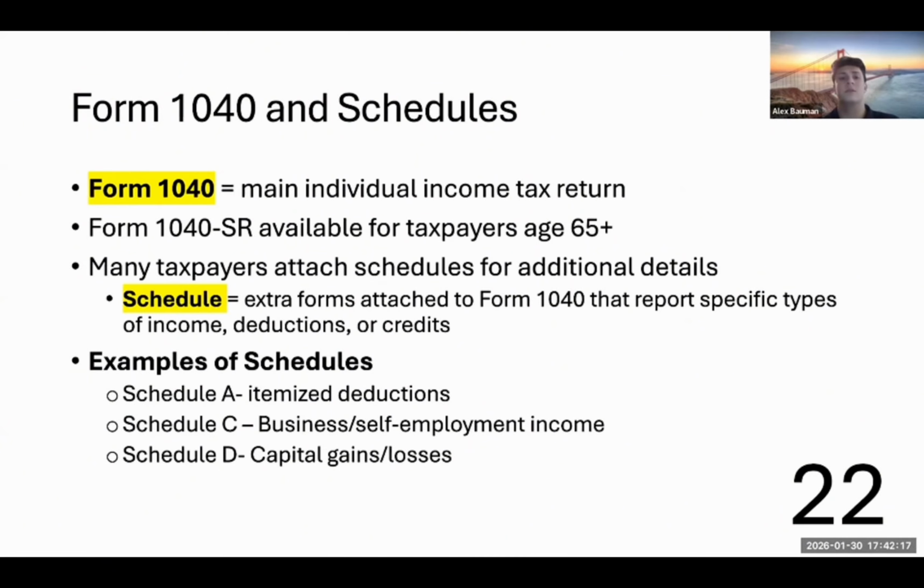Form 1040 and schedules. The main form individuals use to file their federal taxes is Form 1040. Taxpayers age 65 or older can use Form 1040-SR, which is simply a larger print version, but the tax rules are exactly the same. Many people also attach schedules to their forms. Schedules are extra forms that report specific types of income, deductions, or credits. For example, Schedule A is used for itemized deductions, Schedule C is used for business or self-employment income, and Schedule D reports capital gains from investments. These schedules give more detail and support the numbers on the main return.